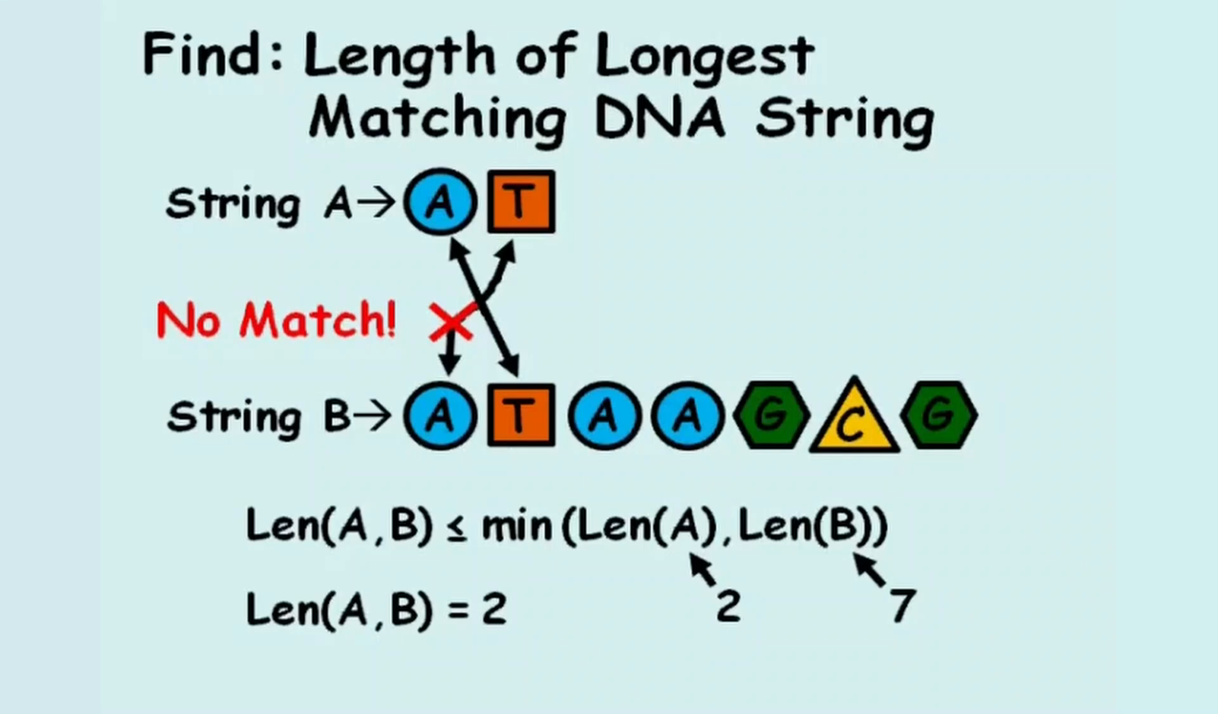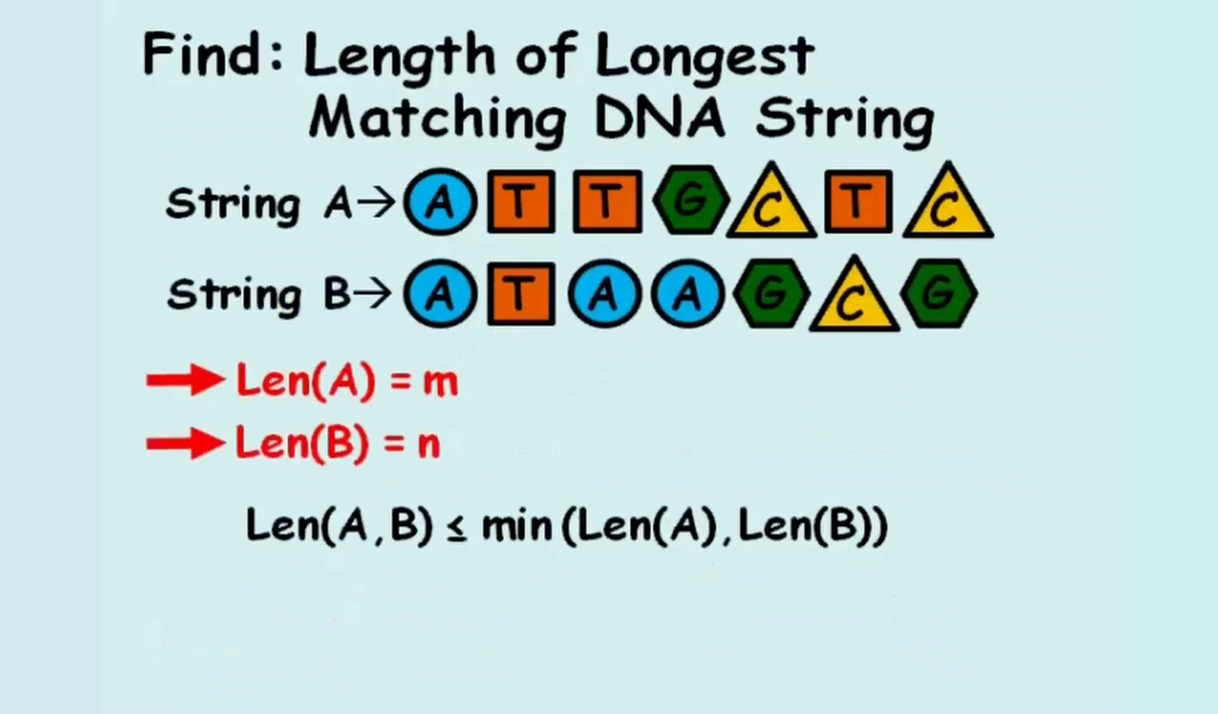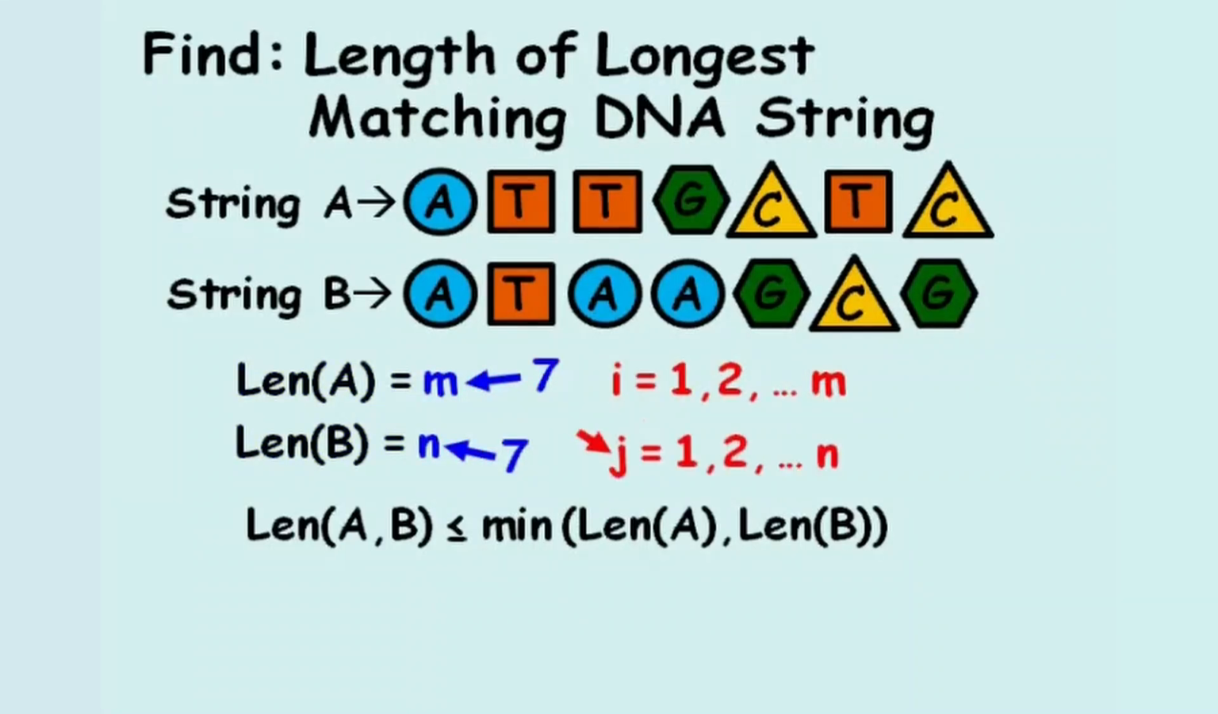For this problem, LENAB represents the longest matching DNA string, also referred to as substring, between strings A and B. For our problem, string A will be m units long, and string B will be n units long, where both lengths equal 7. We'll loop through string A using variable i, and we'll loop through string B using variable j.